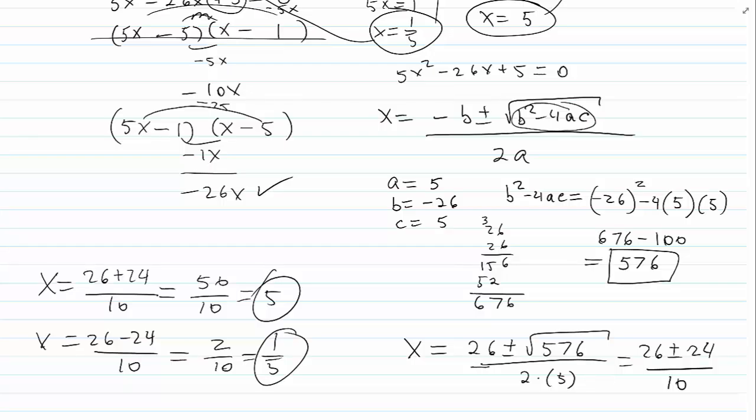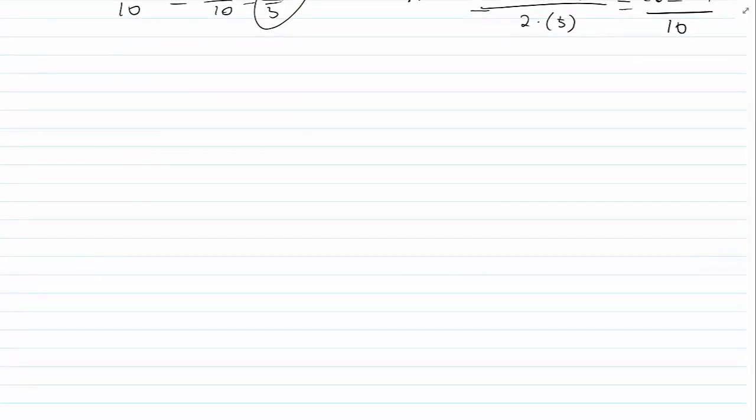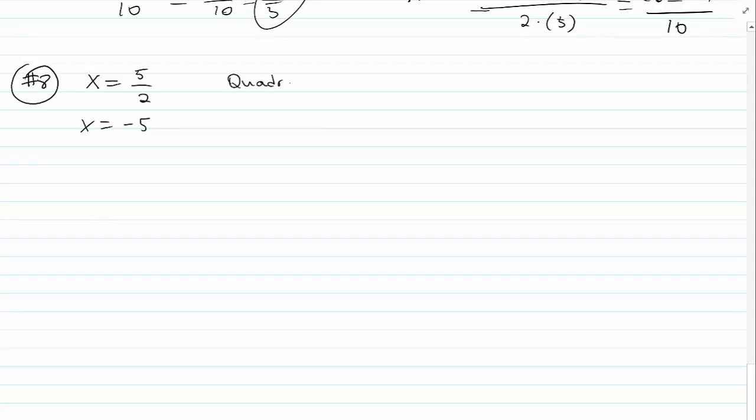Still quadratic equation. Number 8. I think you had a problem like that somewhere, I think on the exam, right? So number 8. All right, so you got two solutions. X equals 5 over 2 and x equals negative 5. And you're asked to come up with the quadratic equation that has these roots. Remember, you had something similar.